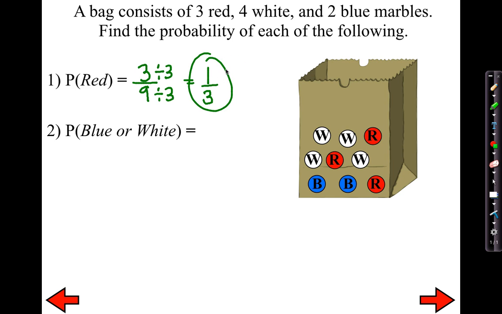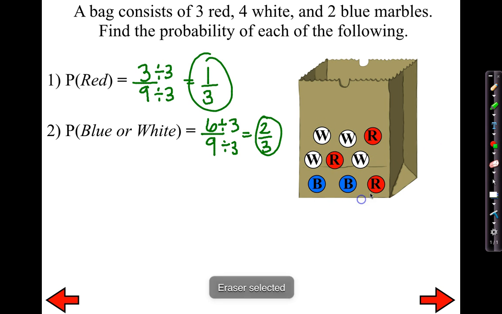Okay, what is the probability of getting blue or white? Well, let's see. Blue or white. So there's 1, 2, 3, 4, 5, 6. So there's 6 ways to get either white or blue. But again, there's only 9 total, so it's going to be 6 out of 9. Again, reduce whenever possible. I'm going to divide by 3, leaving me with 2/3. So that is my final answer.